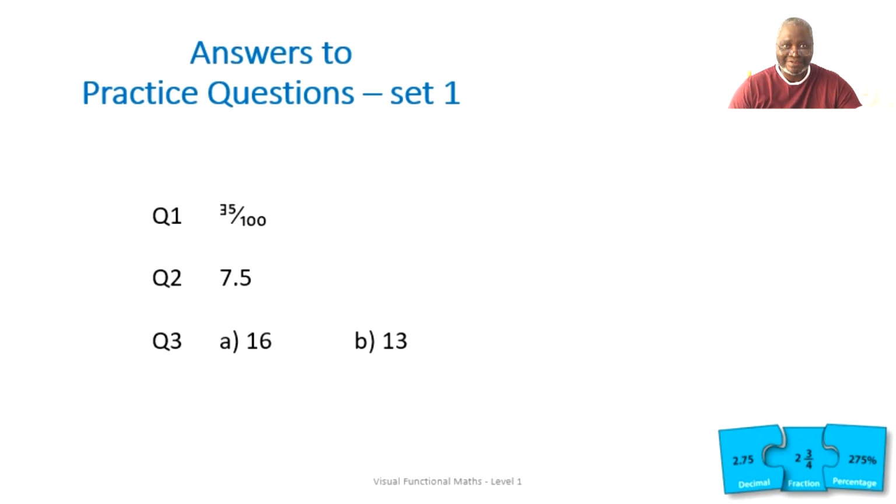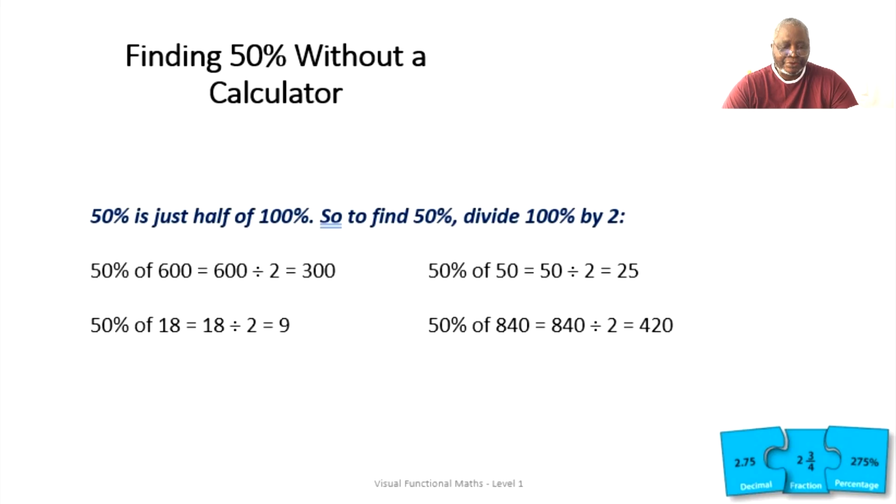That is important. Find 50% without a calculator. How do we do that? 50% is just half of 100, and you know that percentage is about 100. So to find 50%, divide 100% by 2. These are examples of how you do it.